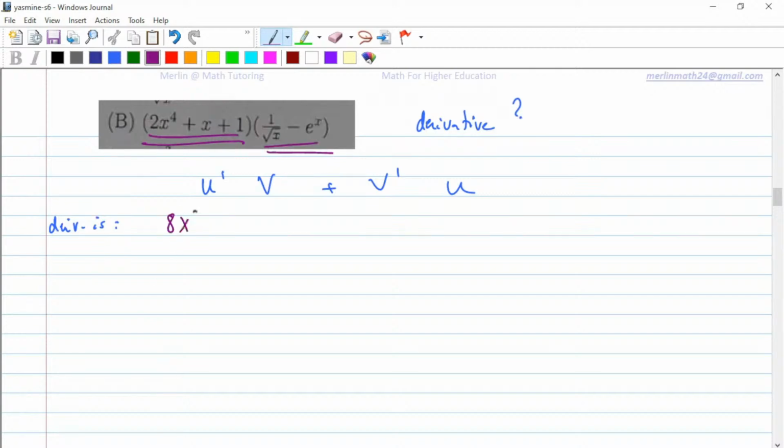8x^3 plus 1. Yeah, 8x^3 plus 1. Okay, in the bracket, so the v I copy. Finish. Now plus, this is the plus I'm talking about. Okay, now you want to put v prime u.